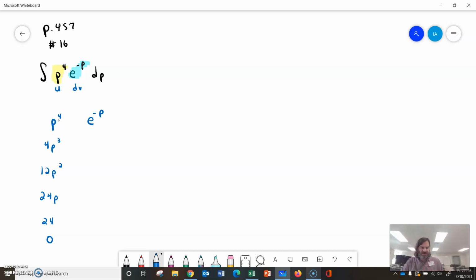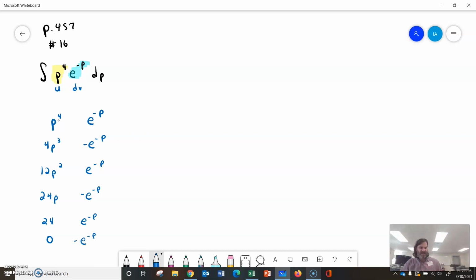And I'm going to integrate e to the negative p. So there'll be a u substitution here, and it'll look almost exactly like I'm taking a derivative. But a u substitution would keep popping a negative 1 out. So it'll be negative e to the negative p, then positive e to the negative p, then negative e to the negative p, then positive e to the negative p, and then negative e to the negative p.